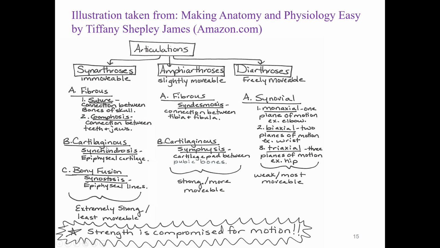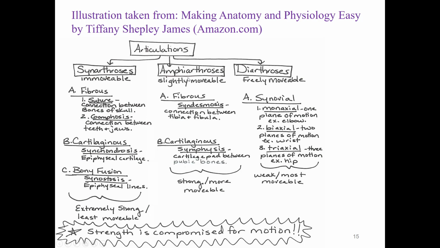Next we have the cartilaginous, which was connected by a bridge of cartilage. Our one example was a synchondrosis, like the epiphyseal cartilage or growth plate. Then we had the bony fusions, and this is when bones fuse or pieces of bone fuse, and an example was the epiphyseal line, so after you finish growing. So the summary statement at the bottom of this column is that these guys are very strong, but they are the least movable.